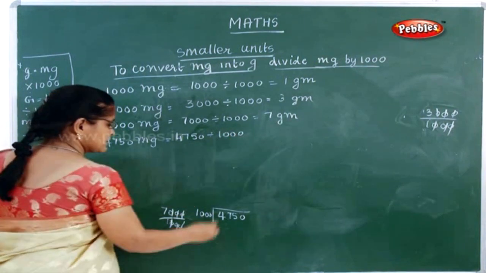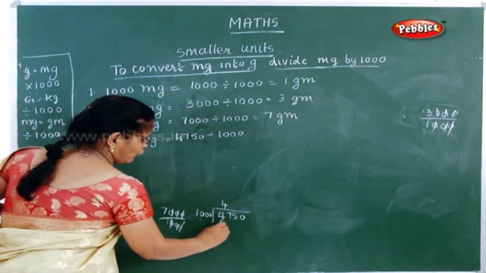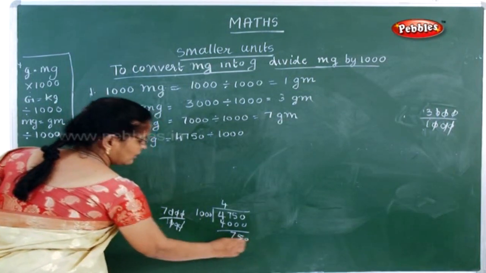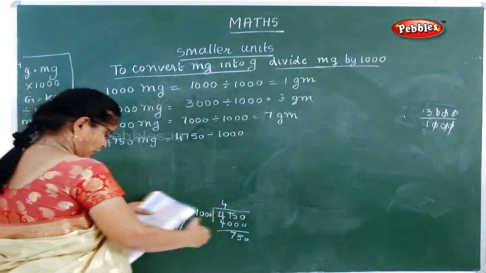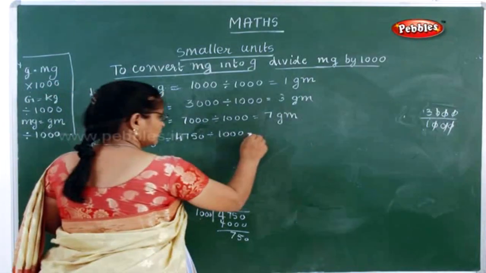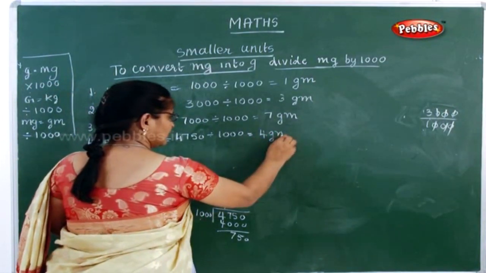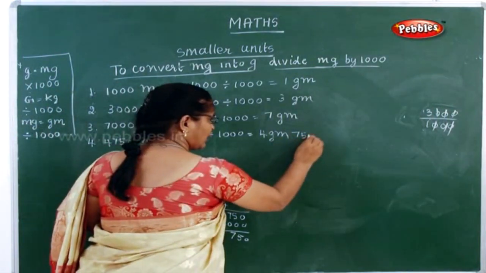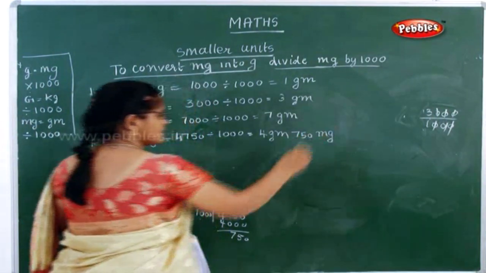Now what is it? 1000 fours are 4000. Is it clear? Now what is the remaining? You get 750. So it is 4 gram. And what is the remaining here? It is 750. Now what you have to write? 750 milligram. Is it clear now?